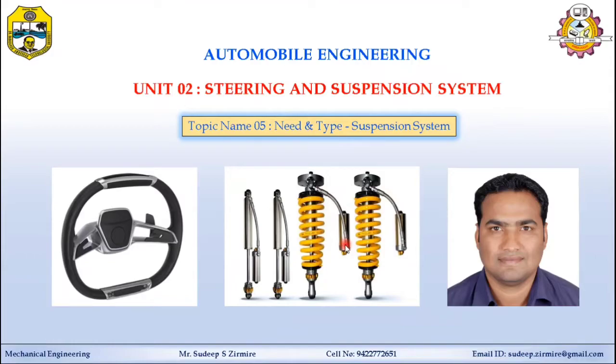Hello everyone. Today we are going to start unit second, steering and suspension system. In the sub part of suspension system we are going to learn this topic, which includes the syllabus, need and type of suspension, coil and leaf spring suspension, suspension system for multi-axle vehicle, troubleshooting and remedies, and shock absorber. Apart from this, we will also learn the things related to the suspension system. So first, today's topic is need and type of suspension system.